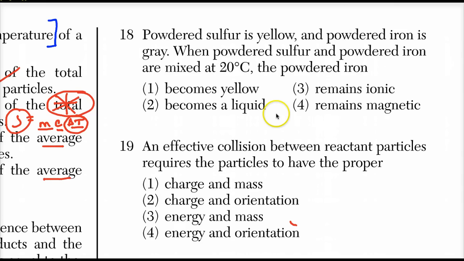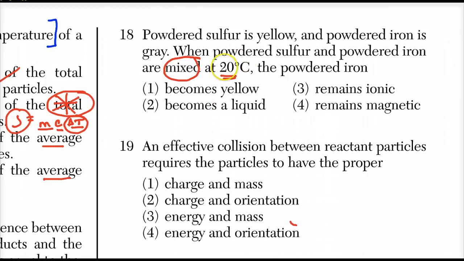Number 18, powdered sulfur is yellow and powdered iron is gray. When powdered sulfur and powdered iron are mixed at 20 degrees Celsius, the powdered iron is, well, it's not going to become yellow. We're not talking about a chemical reaction. We're talking about making a mixture. 20 degrees Celsius is essentially room temperature. We would need some heat for the activation energy. So they didn't mention that a chemical reaction takes place. And iron's not going to become yellow.